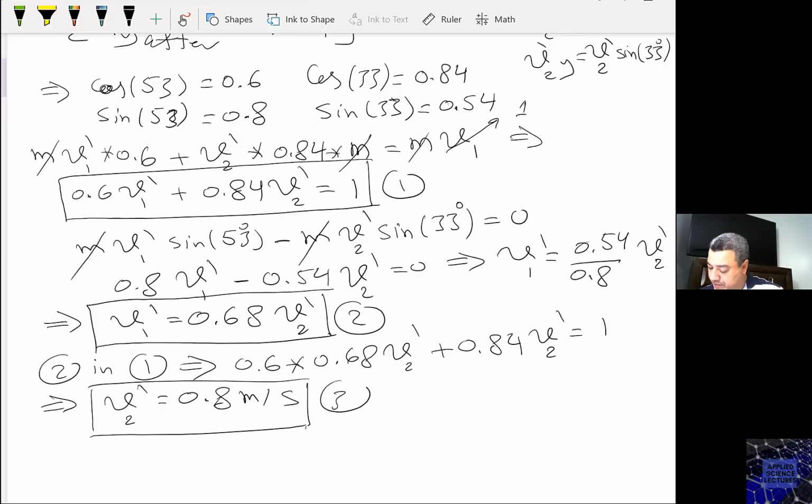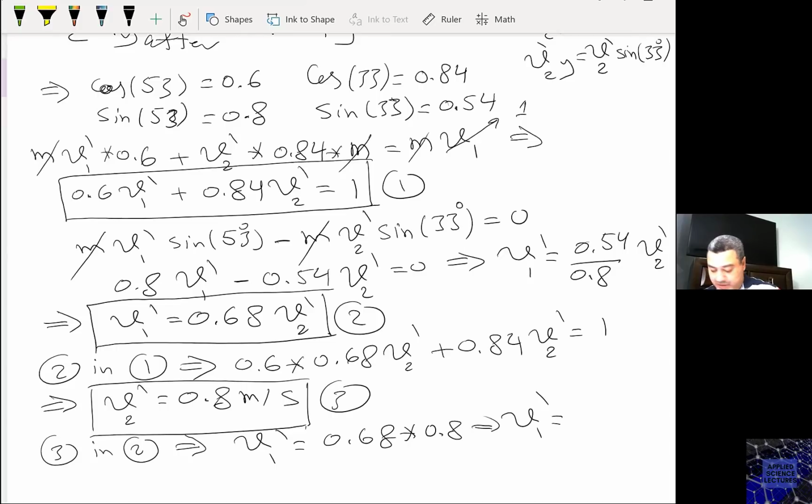Now, if we call this one 3, and you take 3, substitute it in 2, you get v1 prime equals 0.68 times 0.8. v1 prime is 0.54 meter per second.